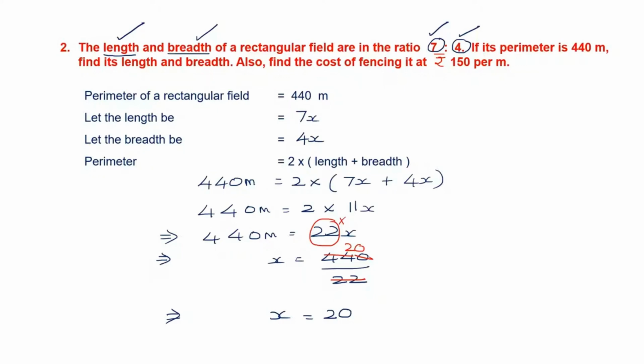So now let's find the length of the field. The length of the field we said is 7x, which is 7 into x. And x we found out to be 20. So 7 twos are 14, 140. And the unit is meters. So we have found the length here. Length is 140 meters. Now let's find the breadth.